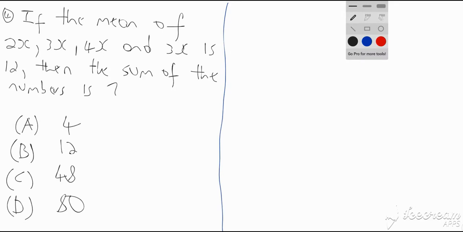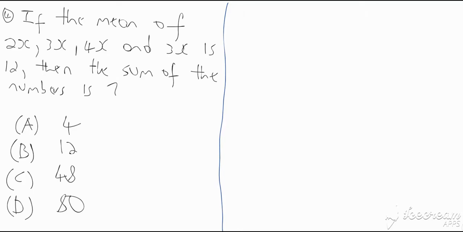Now let's just look at our next question. It says that if the mean of 2x, 3x, 4x, and 3x is 12, then the sum of the numbers is. Now, how do I go about working out this question?